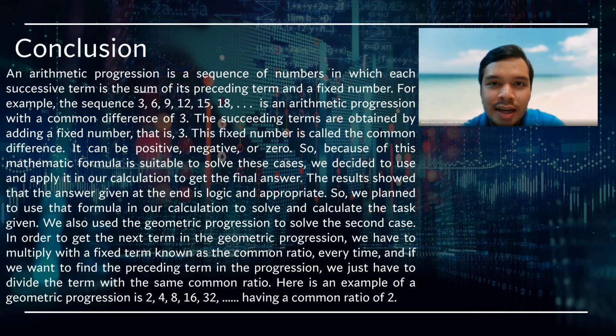In conclusion, an arithmetic progression is a sequence of numbers in which each successive term is the sum of its preceding term and a fixed number. For example, the sequence 3, 6, 9, 12, 15, 18 is an arithmetic progression with a common difference of 3. The succeeding terms are obtained by adding a fixed number, that is 3. This fixed number is called the common difference. It can be positive, negative, or 0.